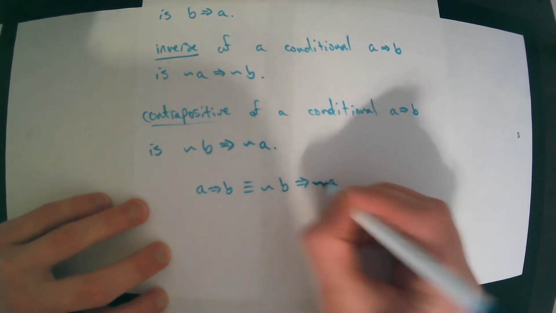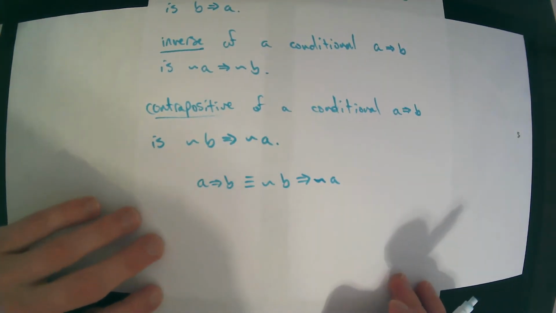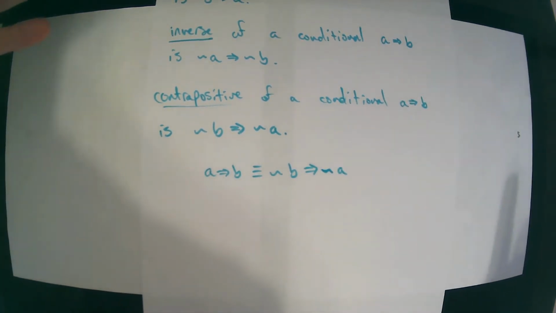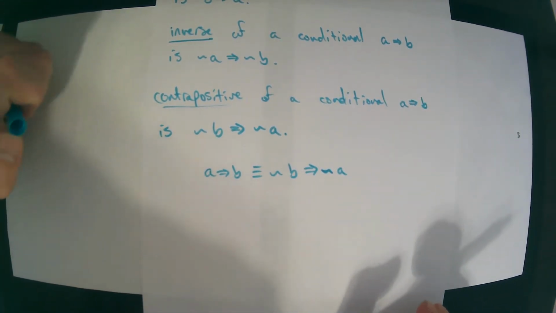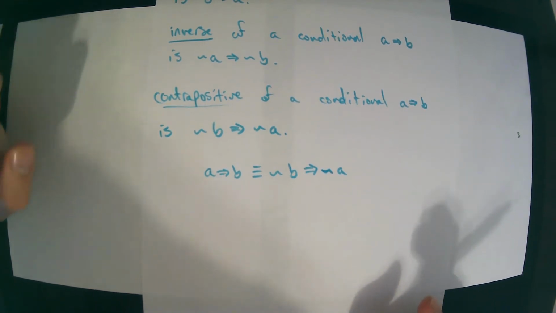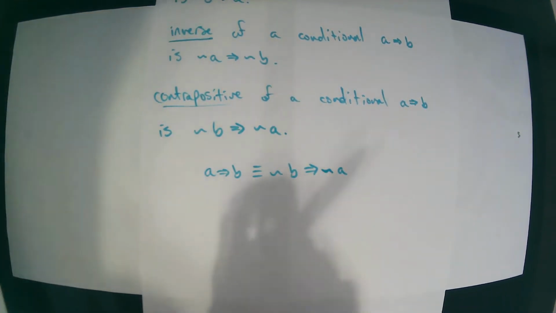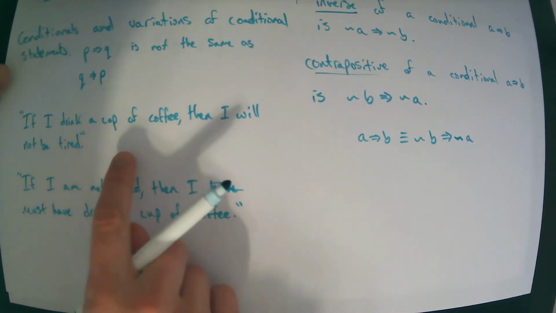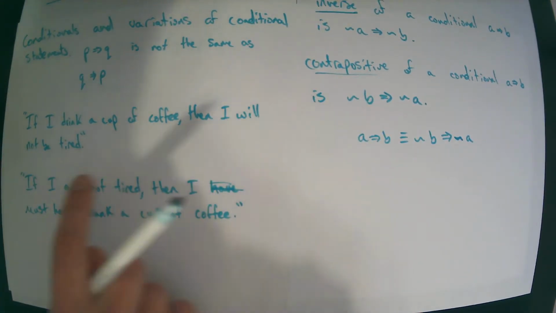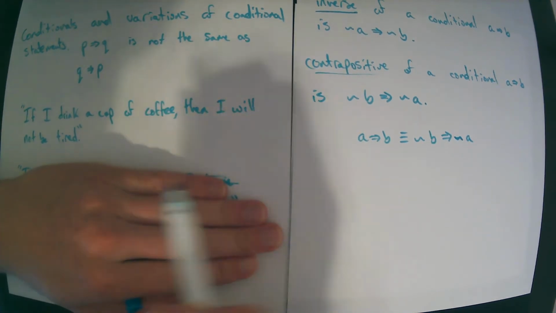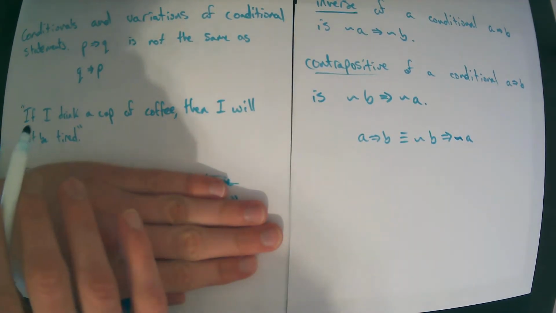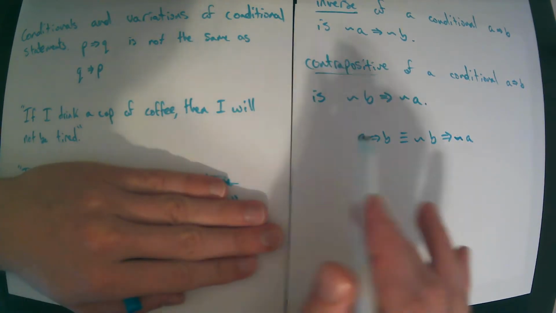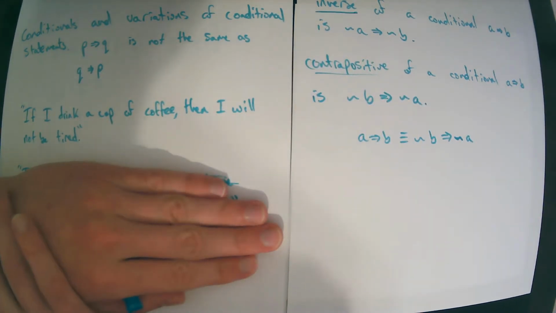And so far we still haven't defined an actual way to show this other than just kind of reasoning through it. And it might be a little complicated. Let's see if we can make sense of it. If the statement A implies B is this, if I drink a cup of coffee, then I will not be tired, I'm telling you that statement is saying the exact same thing as, if I am tired, then I have not had a cup of coffee.